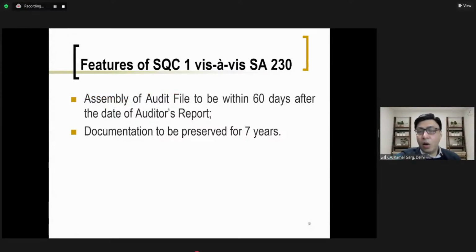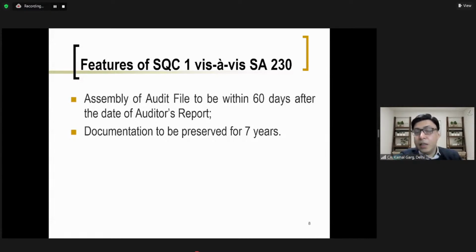SQC1 says that the audit file shall be assembled within 60 days after the date of the audit report. So please be careful. Whatever working papers you are preparing on a daily basis, they need to be bound in a book shape. This book could be electronic or manual, that is your choice. But that activity should be completed within 60 days, not from the end of the financial year. I repeat, not from the end of the financial year, from the date of signing of the audit report.